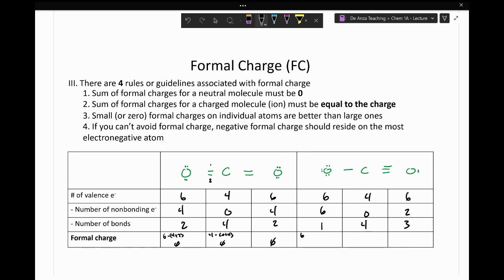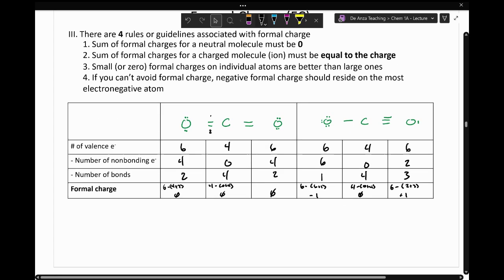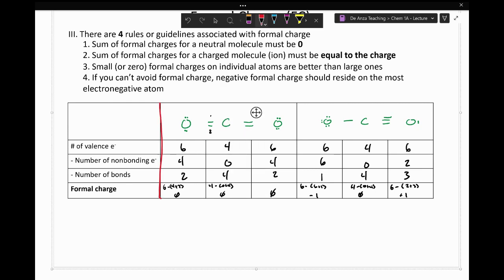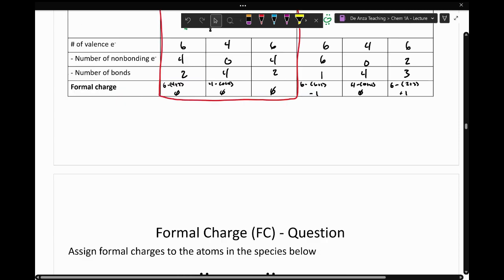So we have 6 minus 6 plus 1, which is minus 1. We have 4 minus 0 plus 4. So same as before, that's 0. And then here we have 6 minus 2 plus 3. So that's plus 1. And so in this case, our preferred resonance structure is the one that minimizes formal charge. So that's going to be the structure on the left. And hopefully that's also what you got.